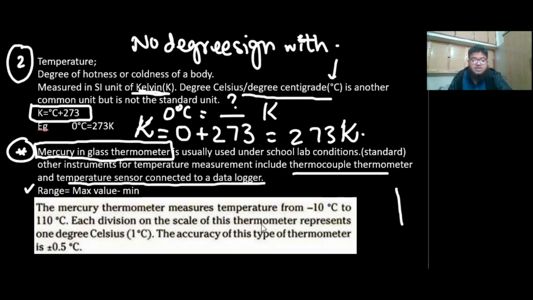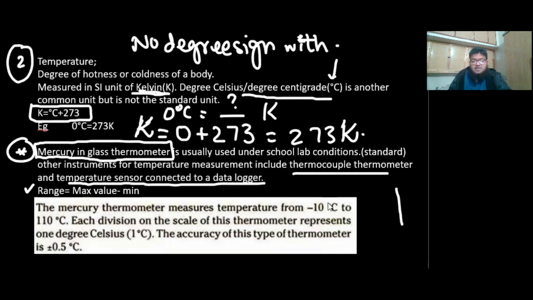Each division on the scale of this thermometer represents 1 degree Celsius. So you can see each division represents 1 degree Celsius. The accuracy of this type of thermometer is plus minus 0.5 degrees Celsius. What do I mean by all of this? Now let me explain that.